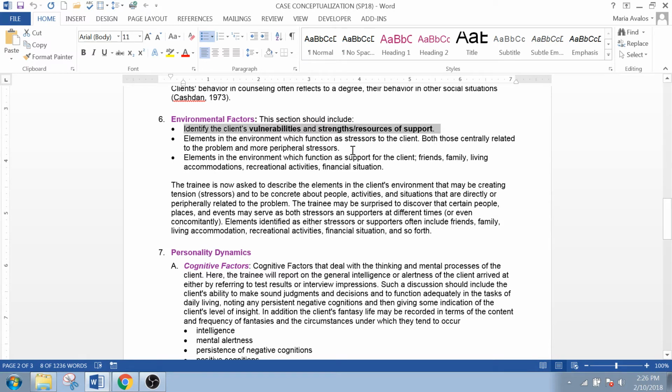Elements in the environment which function as stressors to the client, what are those things? What are those things that can trigger an issue that can cause problems for your client? And of course, elements in the environment which function as support. Who do they have? Again, here's further explanation.